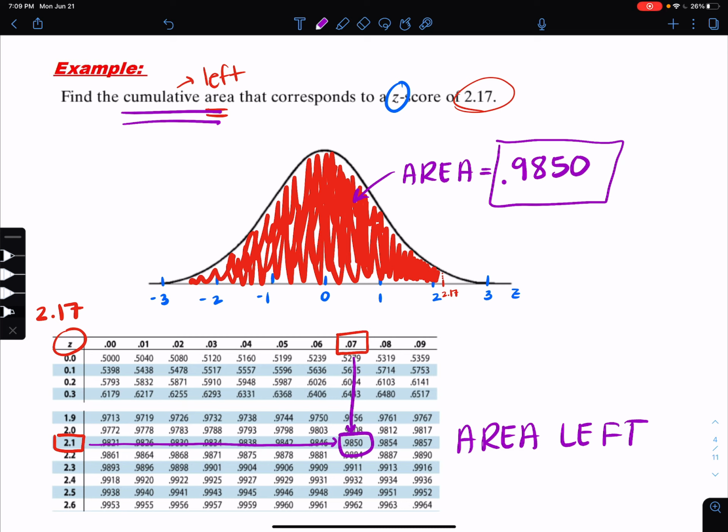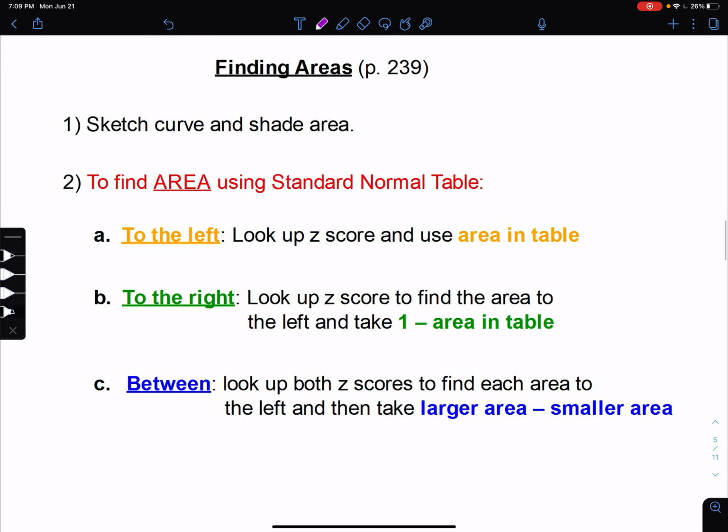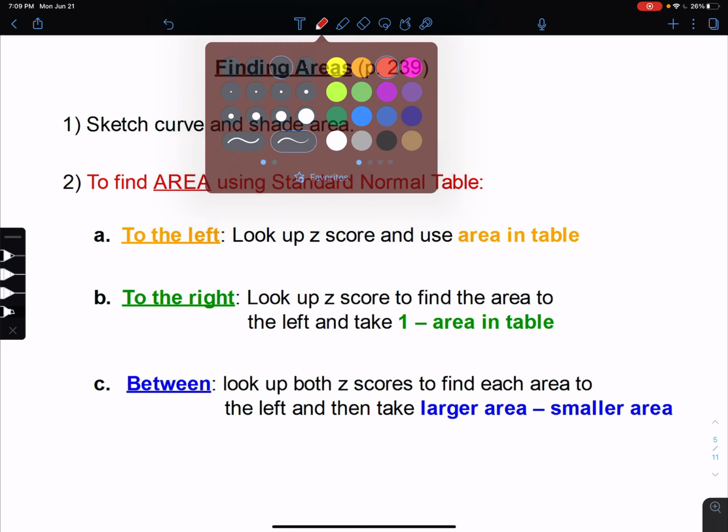All right, so you might want to take a minute here, pause the video, go into your practice, and just work through a few of the problems that ask you to find a cumulative area or an area to the left, just to make sure that you're correctly understanding how to use that table. All right, and then once you feel comfortable with that, then what you want to be able to do is expand on this, right? You want to be able to talk about 3 different possible areas.